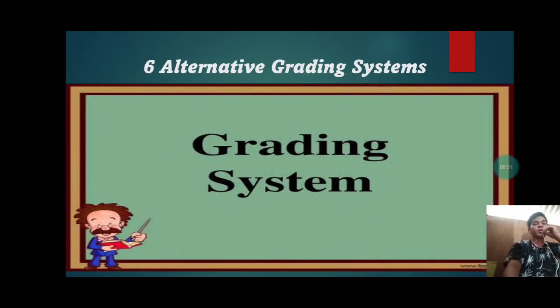Six alternative grading systems. The six alternative grading systems can help educators explore several alternatives to the traditional letter-based grading system. Each alternative method offers benefits that warrant consideration. The following approaches shift the learning focus and foster students' development.